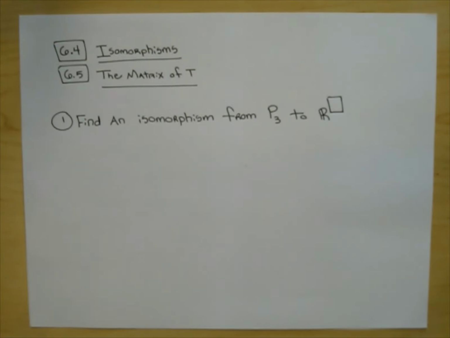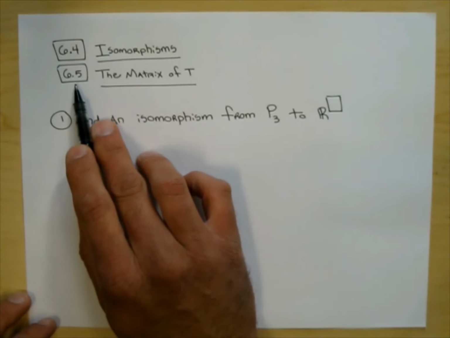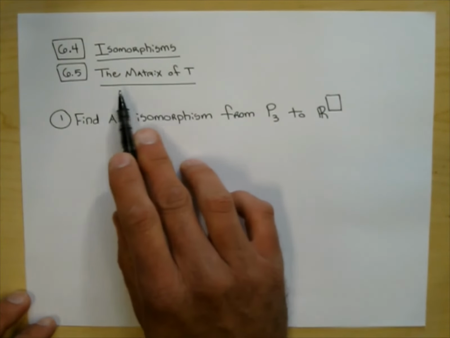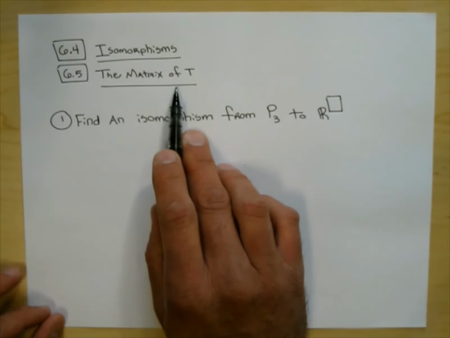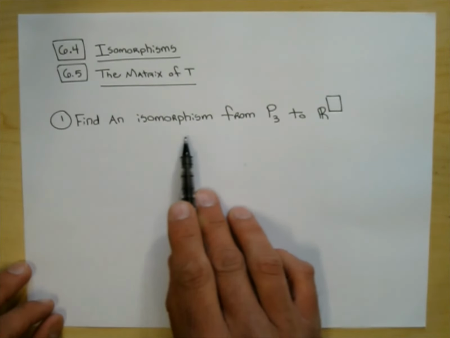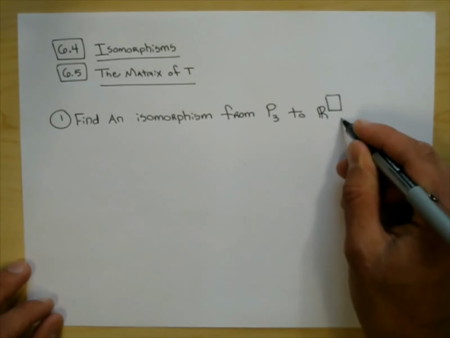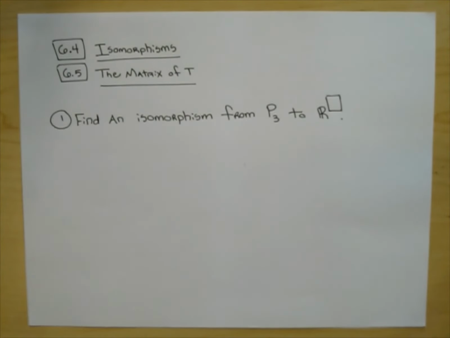I'm Joe Vasta, and in this video we are going to cover both of these sections, 6.4 and 6.5, isomorphisms, and the matrix of T, which we kind of already covered, but we'll do another example. So our first problem is find an isomorphism from P3 to R. What is that? Okay. So the deal is we have to know what an isomorphism is, and that is what we're going to look at now.